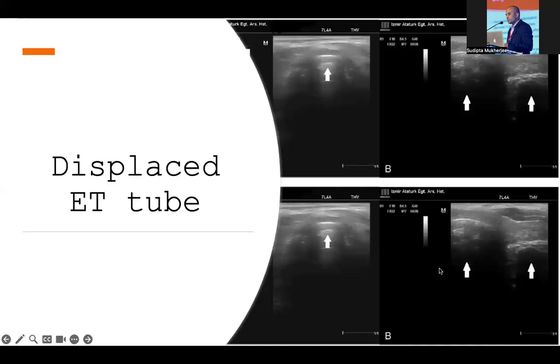So if it is not within the trachea, what will happen? Compared to this double line sign or double tube sign within the trachea, you will get another shadow outside the trachea, just lateral or medial and behind, which is the standard position of the esophagus. So that ensures that the tube is in the esophagus.